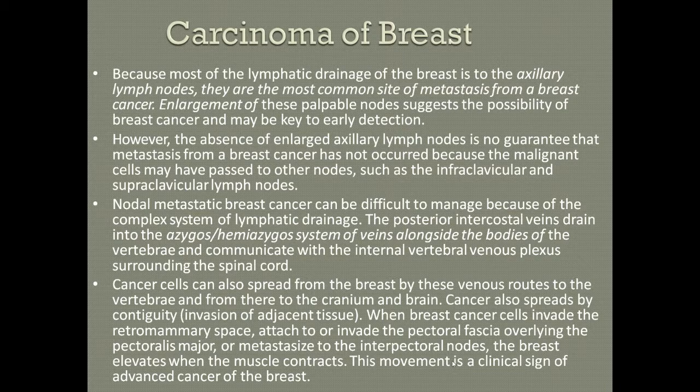The posterior intercostal veins drain into the azygos vein alongside the bodies of the vertebrae and communicate with the internal vertebral venous plexuses surrounding the spinal cord. Cancer cells can also spread from the breast by these venous routes to the vertebrae and from there to the cranium and the brain.